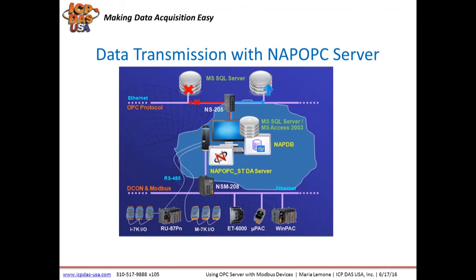NAPOPC Server supports multi-thread communication, so there's a different socket used for communication with different devices. It helps streamline and speed up communication so each individual piece of equipment can be polled based on requirements. NAPOPC can be run on a PC or one of our PAC controllers. You can network your Modbus devices back to your PC or PAC controllers with Ethernet cabling and Ethernet switches like our NSM208, which has a metal case. You can use serial cabling over RS485 for Modbus RTU buses.